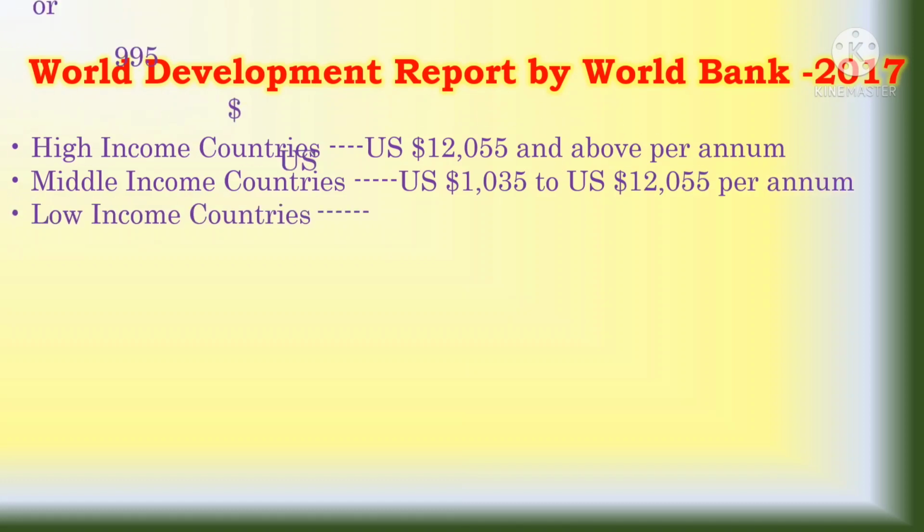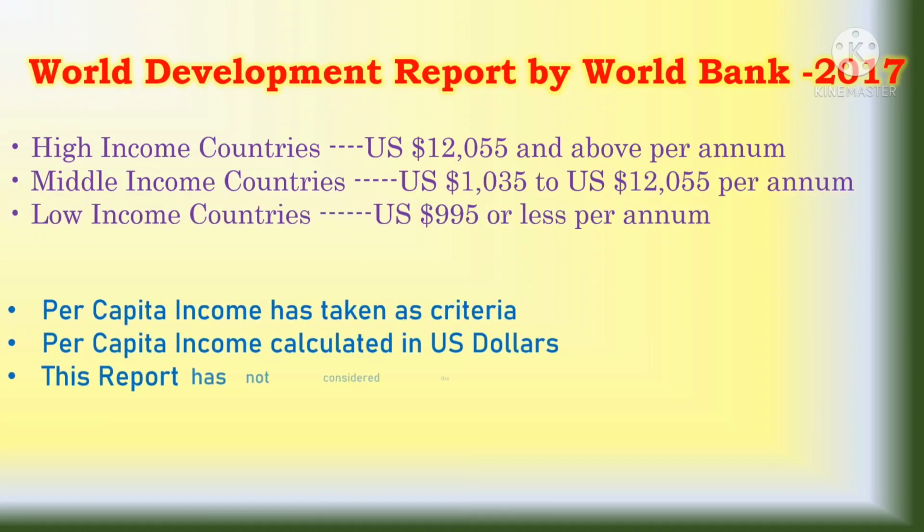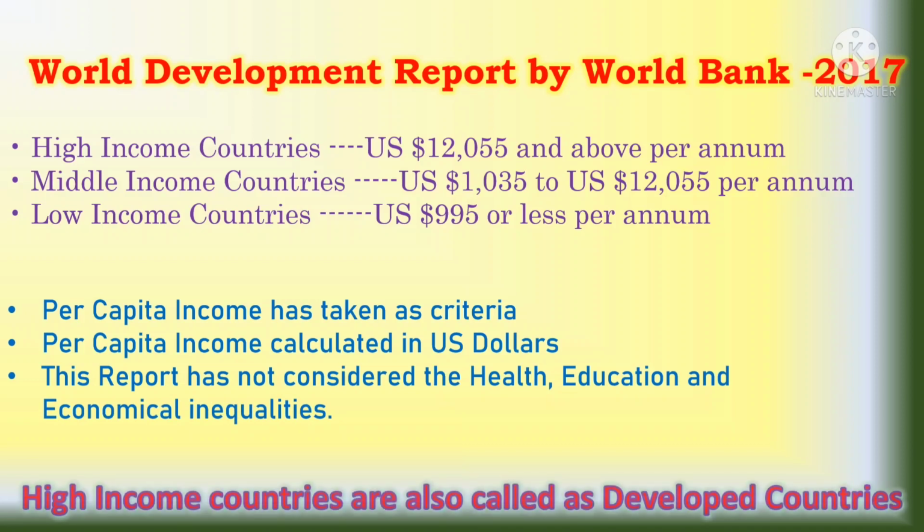To compare the countries, every year the World Bank publishes the World Development Report. In this report, the countries were divided into three groups, with per capita income taken as the criterion. The countries which have a per capita income above 12,055 US dollars are considered high income countries, and the countries with per capita income between 1,035 and 12,055 US dollars are called middle income countries. The countries with per capita income below 995 US dollars are called low income countries.